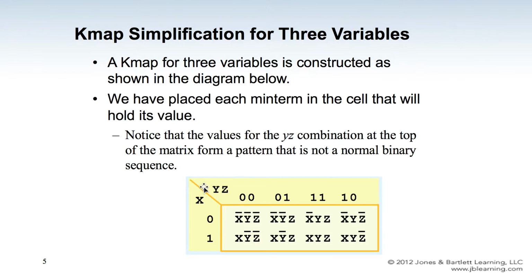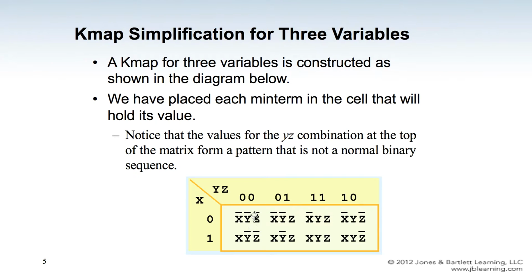We should notice that the values of the y and z combination at the top have a pattern that's not the normal binary sequence. We can see 0 0, 0 1, and 1 1 instead of 1 0, so it's going to be 0 1, 1 1, and 1 0. That's the pattern for y and z.